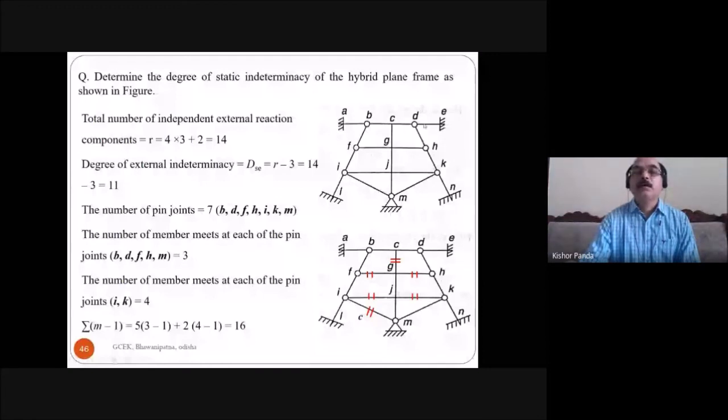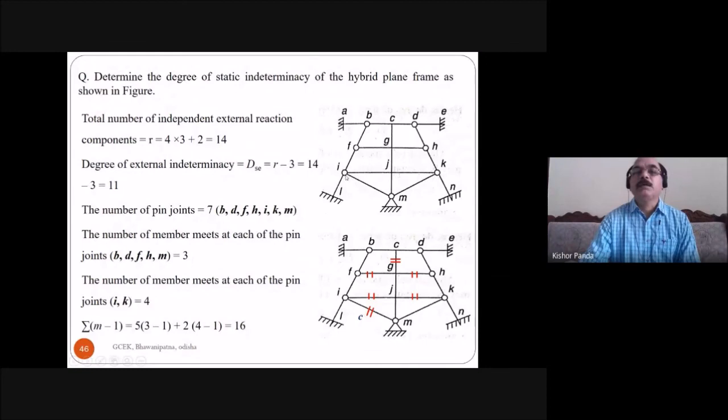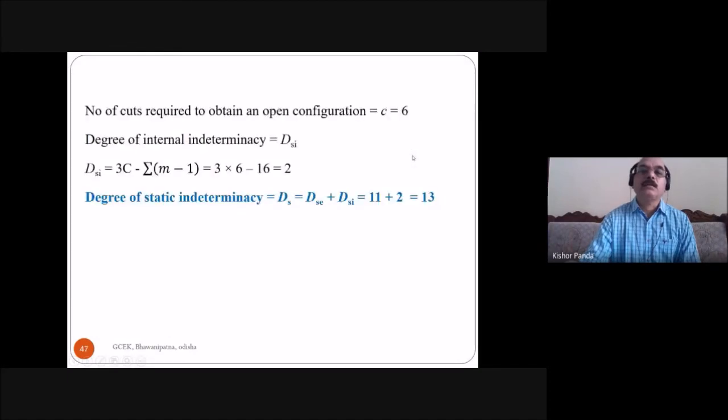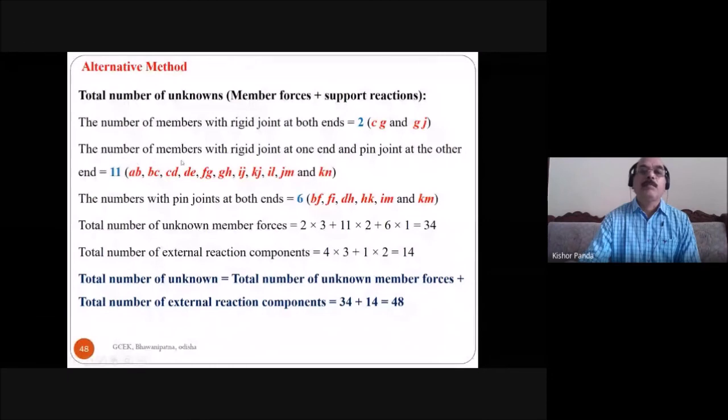then this one is the fifth, rigid and pin. Then this is rigid pin, sixth. Seventh, rigid pin. Eighth, rigid pin. Ninth, rigid pin. Tenth, this is rigid, this is pin. Eleventh. So now here you got 11 members with rigid joint at one end and pin joint at the other end: AB, BC, and so on. Here the detail is given.